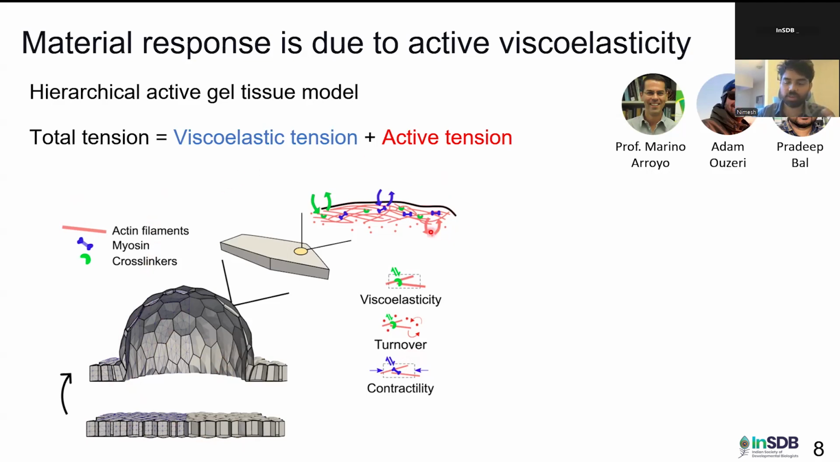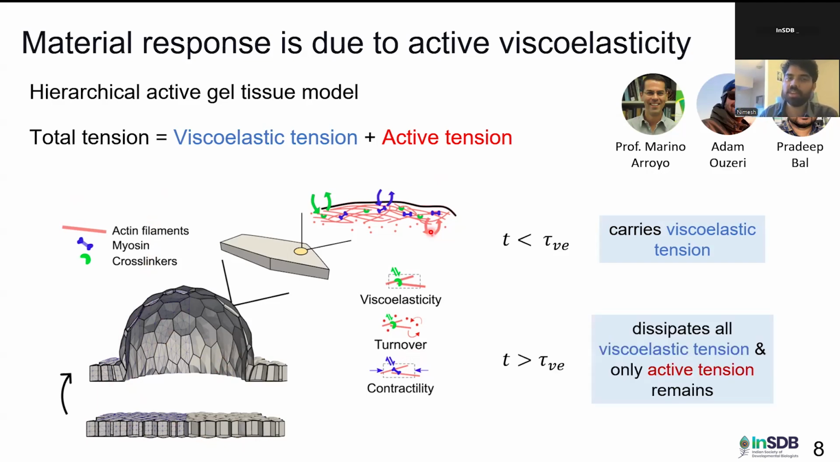So when tissue is stretched for a very short time scale, we call it the viscoelastic time scale, it can store viscoelastic tension. But the moment you stretch it, the active actomyosin filaments are reorganizing themselves, turning over, and this dissipates that viscoelastic tension, so that at larger time scales, the only tension which remains is the active tension, which is due to myosin activity.